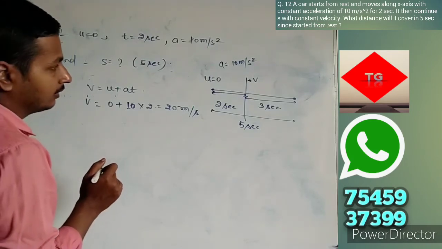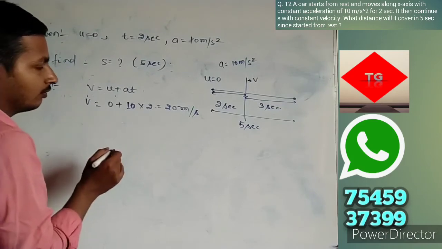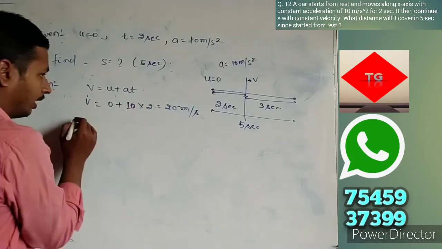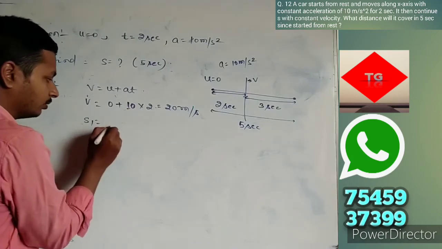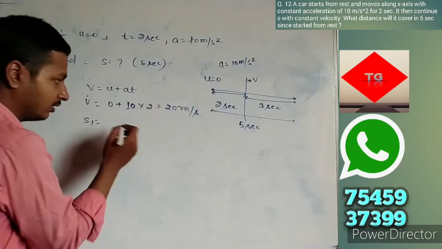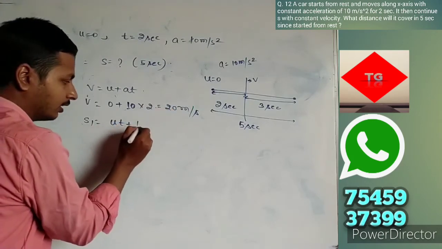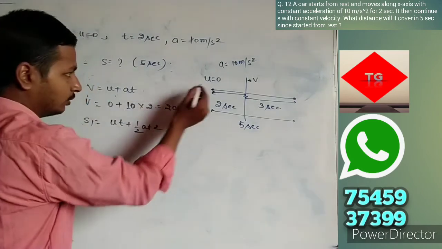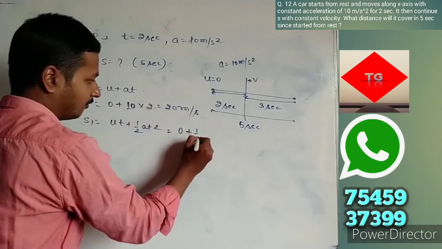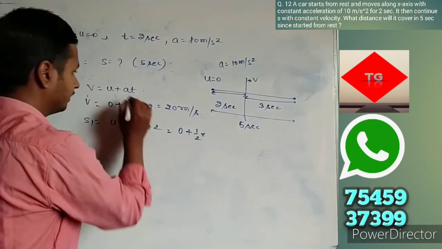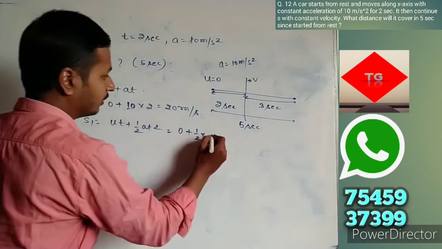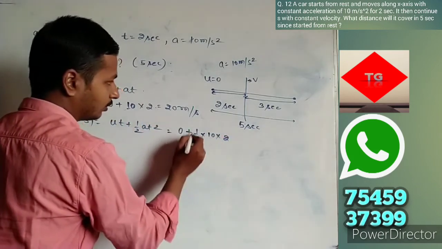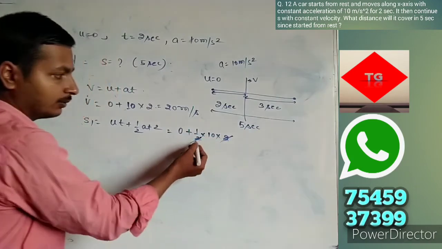And after that, for the distance for 2 seconds, if you find S1, then S is equal to ut plus half at square, ut plus half at square. Then u is 0, plus half a, which is 10, and time is 2 seconds. Then if it cancels, what you will get?